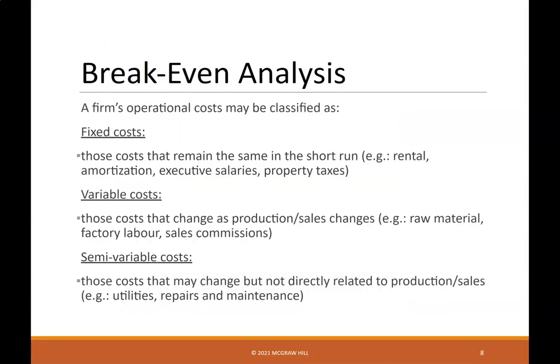Break-even analysis. A firm's operational costs may be classified as fixed costs, those costs that remain the same in the short run, for example, rental, amortization, executive salaries, property taxes. Variable costs, those costs that change as production and sales change, for example, raw materials, factory labor, and sales commissions. Semi-variable costs, those costs that may change but not directly related to production or sales, for example, utilities, repairs, and maintenance.